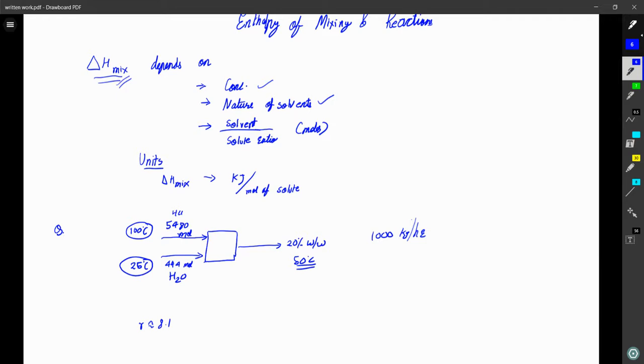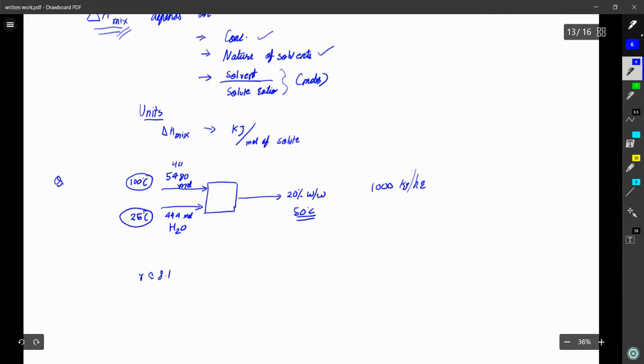And then there's one thing called the solvent by solute ratio. Wherever you have tables, you'll get all the values of delta H mixing in terms of the solvent by solute ratio. As I told, the units are kilojoule per mole of solute. Like if you're adding HCl gas to water, it will be kilojoule per mole of HCl gas.